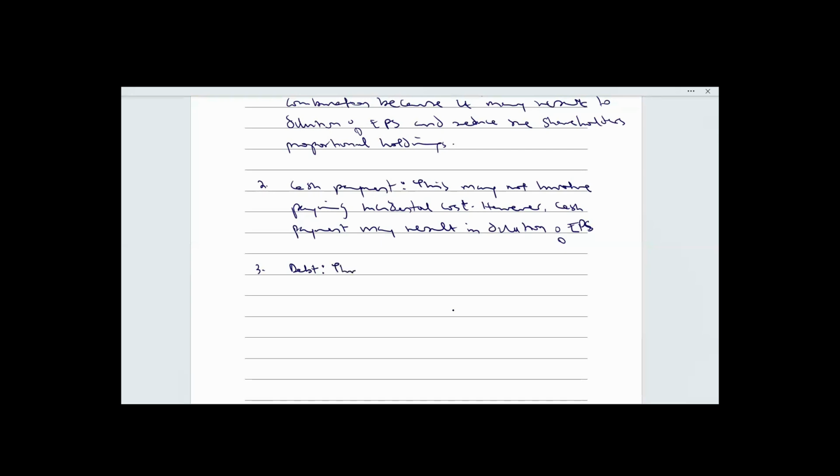This is a cheaper method of financing the premium because of tax deductibility benefits.